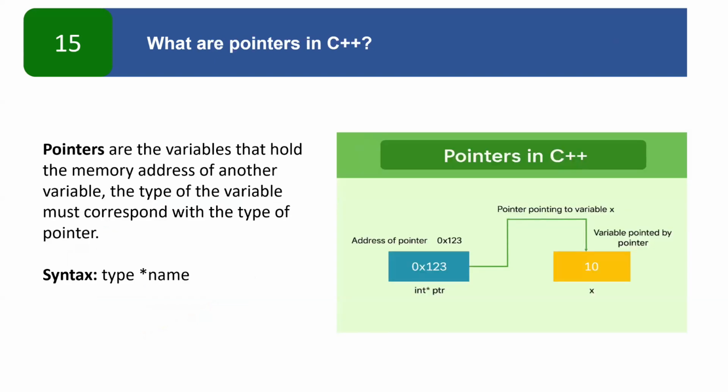Question number 15. What are pointers in C++? Pointers are variables that hold the memory address of another variable. The type of the variable must correspond with the type of the pointer. Syntax: type *variable name. Pointers in C++.